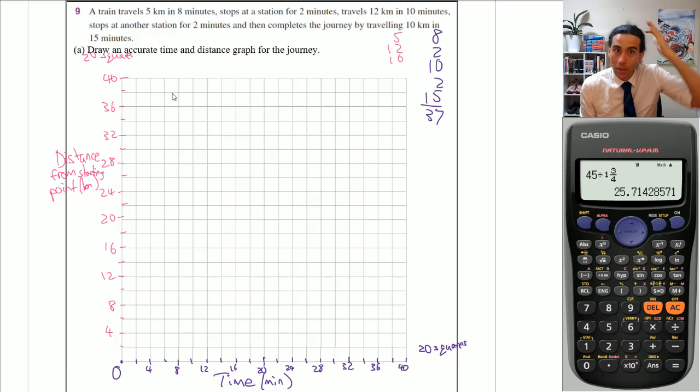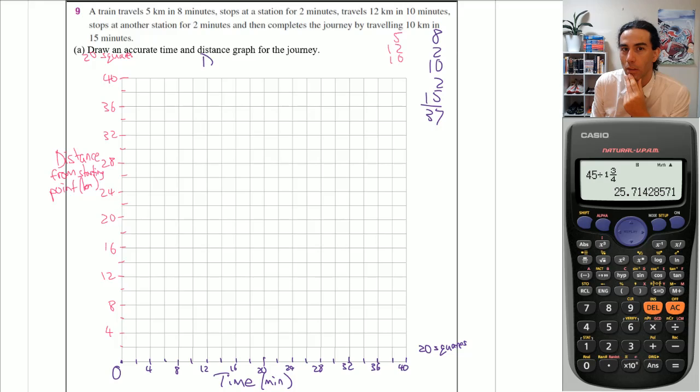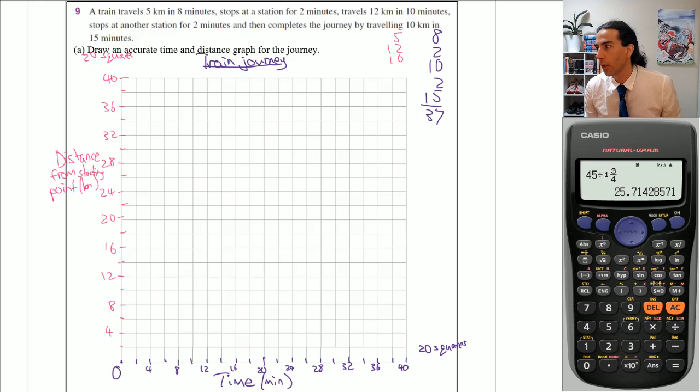So your job is to plot the graph now. And, oh, should have a title. This is train journey. Distance versus time. Let's go. Train journey. Cool. All right, pausing. When you unpause, you'll have a graph.